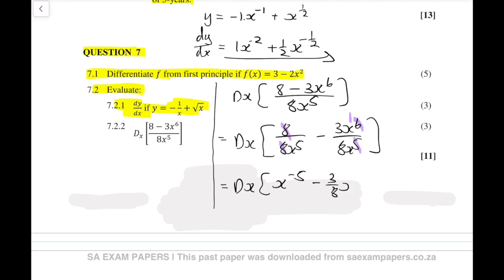Now we just find the derivative. So the derivative of x to the minus 5 is minus 5x to the minus 6, and then minus 3 over 8. And we're done. Okay, now on to question 8.